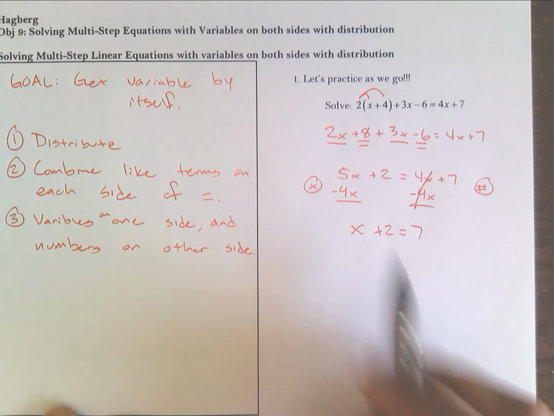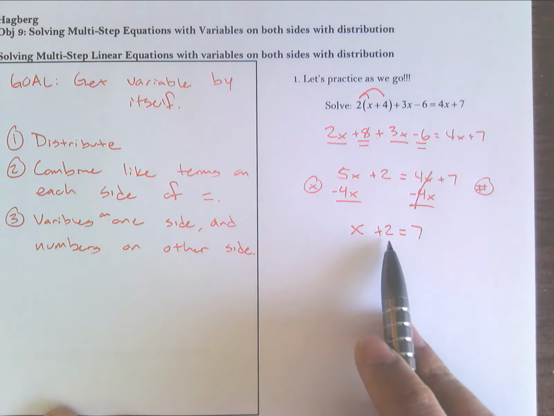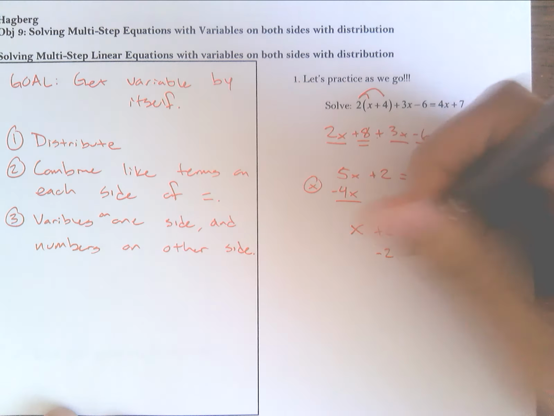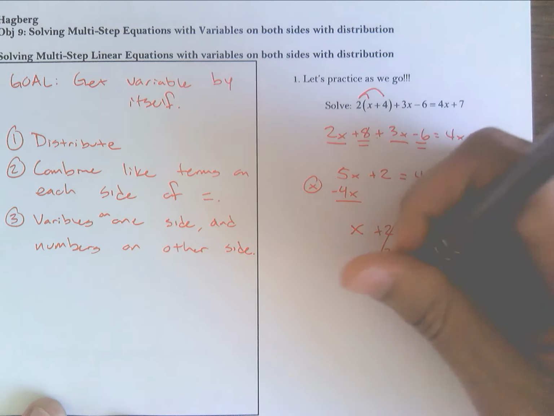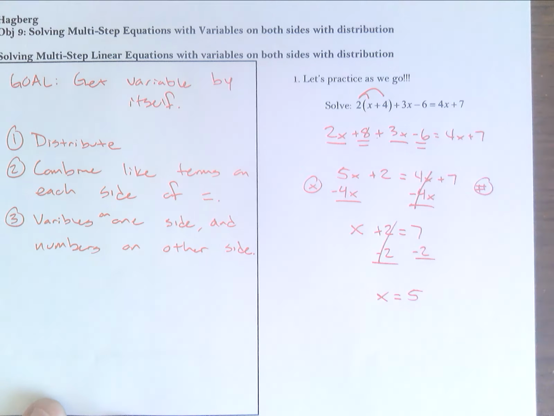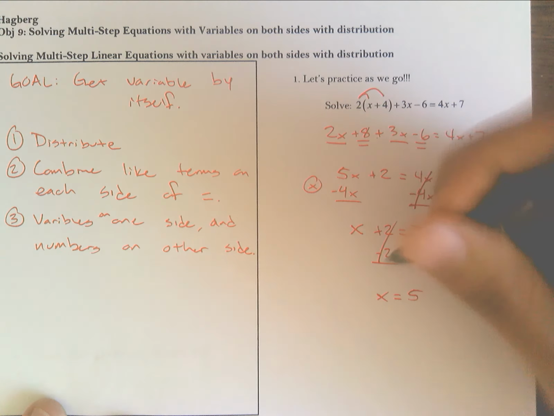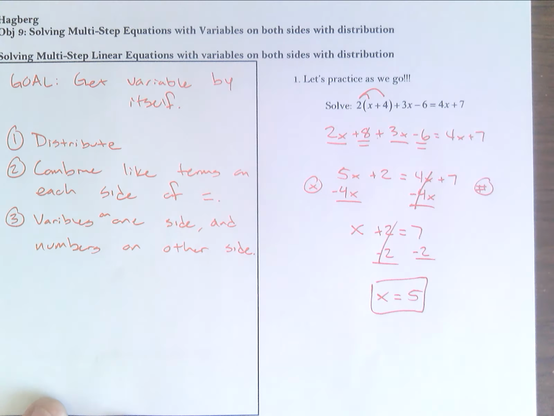And then we want the numbers on the right side, so we've got to move this 2 over. So we subtract 2 from both sides. The left side cancels, and we have x equals 7 minus 2, which is 5. And in that case, we've solved for x. X is by itself. We're done there.